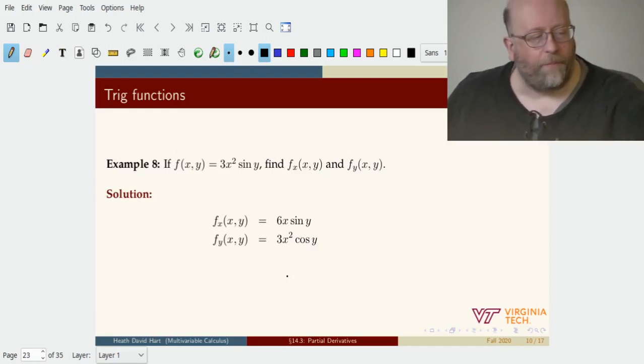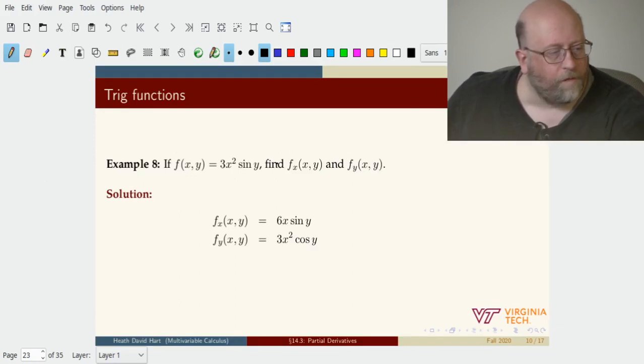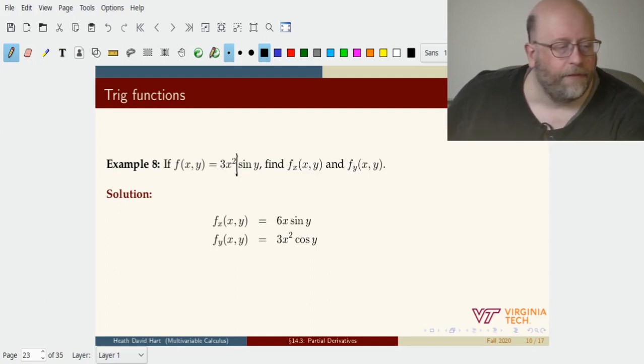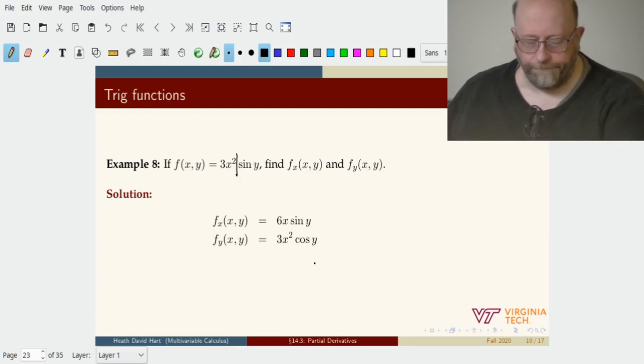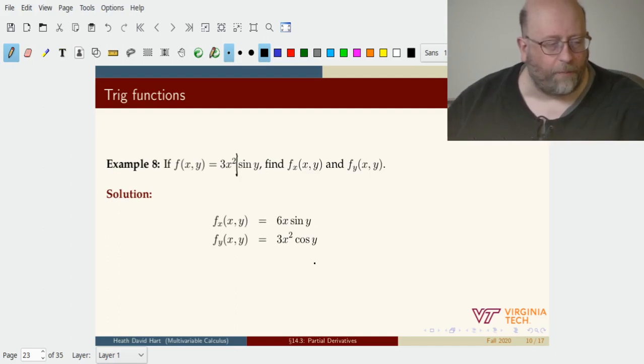So let's try an example in here. We want to find the partial derivatives with respect to x and y. Well, we have a term that is a product of two different pieces. In the x direction, 3x squared becomes 6x, and nothing happens to sine y. But in the y direction, x is still 3x squared, but sine y then becomes cosine y. Each half we take the derivative of separately. Okay?